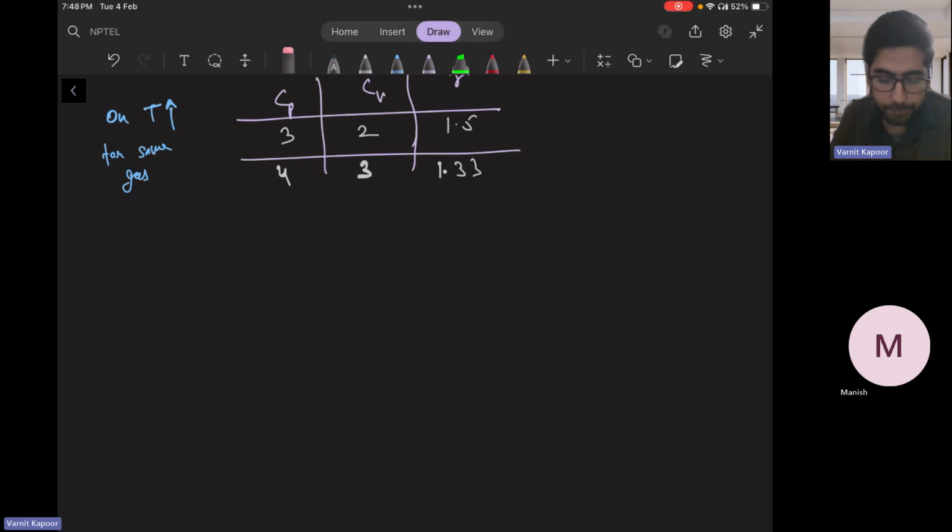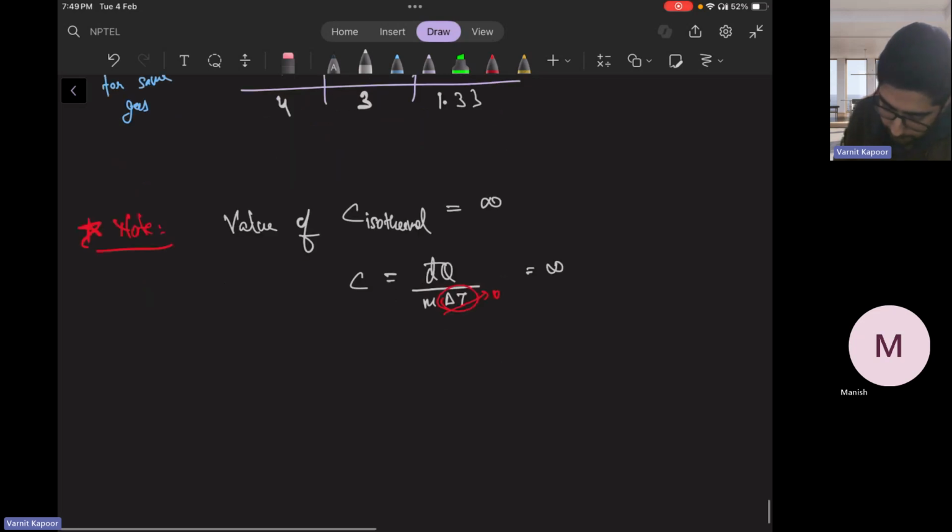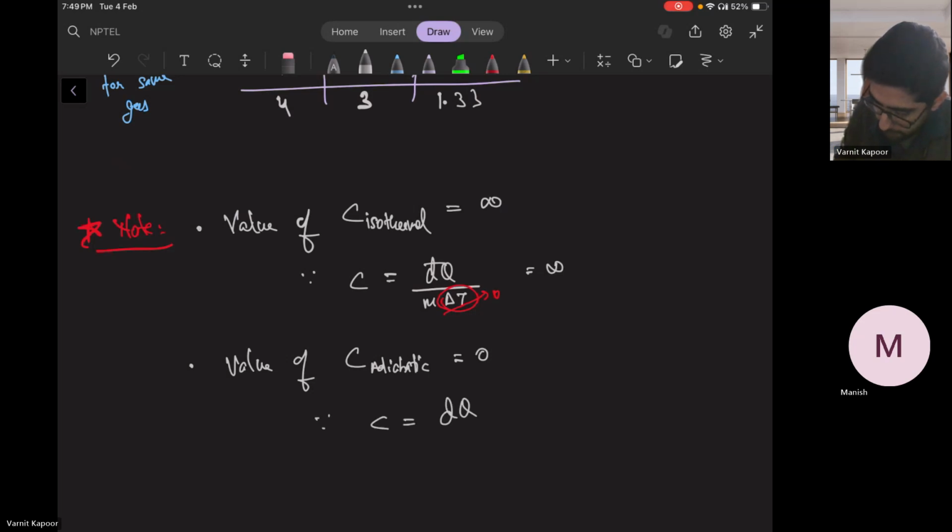All right. Okay, now the next point of the note is that the value of specific heat in an isothermal process is infinite, whereas in adiabatic it is 0. So the value of specific heat for an isothermal process is infinite. Why? Because C is nothing but dq by m into delta T. For an isothermal process, delta T is 0. So that's why C becomes infinite. Okay. Whereas the value of C in adiabatic is 0, since C is dq by m into delta T, and dq is 0 for an adiabatic process, so that's why it is 0. Okay, clear.